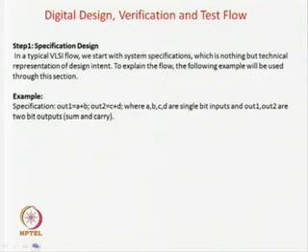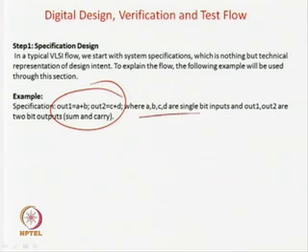Now, we said that we will be illustrating using an example. So, what is the specification? Let this be the specification: out1 equals A plus B, out2 equals C plus D. A, B, C, D are single bit inputs, and out1 and out2 are 2 bit outputs, sum and carry. So, we want to do that. Let this be the specification. So, how do you go about it?